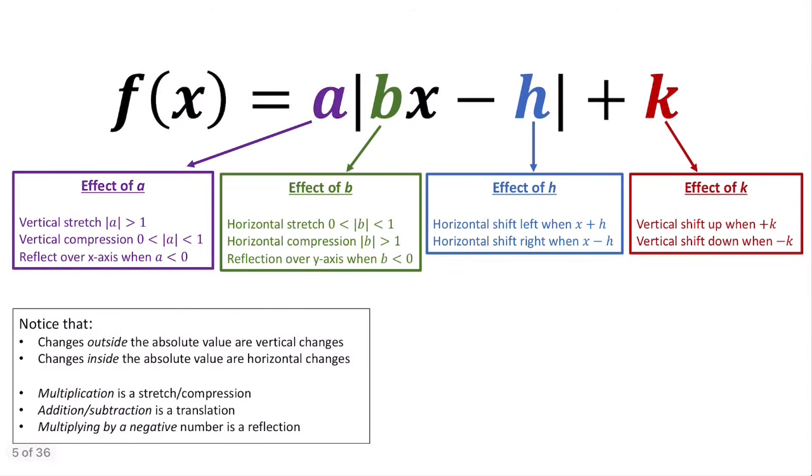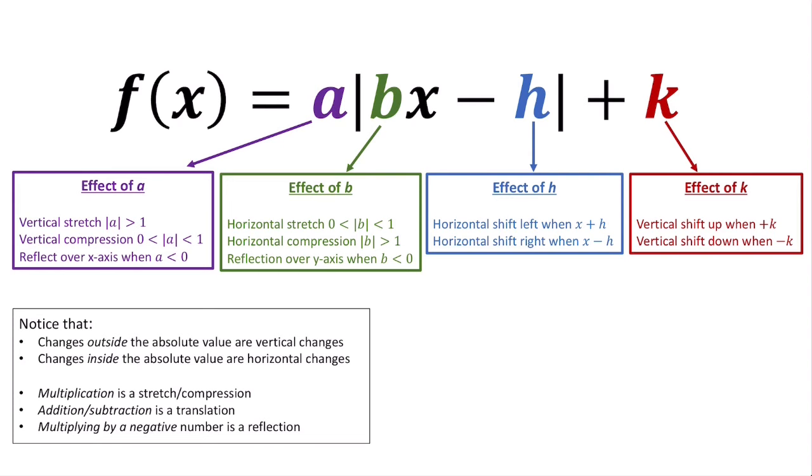Here's a chart that I think is going to be very helpful as we work through transformations. It tells us what a, b, h, and k are going to do to our original function. What happens with a? Well, a is always going to be some sort of vertical change, because any number on the outside of the absolute value is going to change our function in a vertical manner. If a is bigger than 1, it's going to be a vertical stretch. If it's a number between 0 and 1, it's going to be a vertical compression. Also, if a is negative, it's going to reflect our graph over the x-axis.